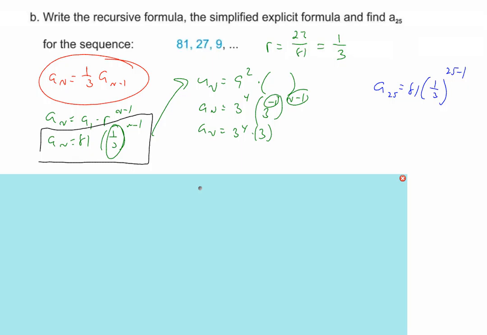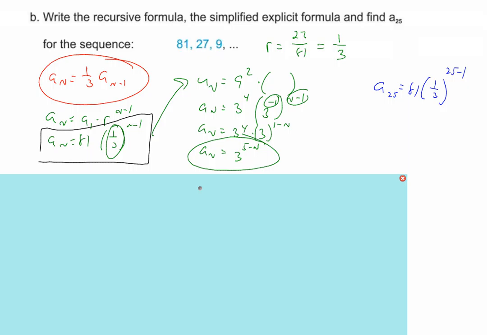And this could be 1 minus n. So now we have 3 to the 1 minus n, and x to the a times x to the b equals x to the a plus b. So what do we end up with? 5 minus n, and that would be the simplified explicit formula. Now, I'm not sure if anybody took it to that point, but that's where it really should have gone.